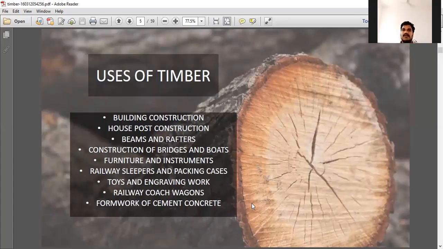So uses of timber. The timber is also an environmentally friendly material used in building construction and house construction, posts and beams and rafters, construction of bridges and boats and furniture and instruments and railway sleepers and packing cases and toys and engraving work and railway coach wagons and farm work of cement concrete. These are the different uses of timber. All of you copy this.